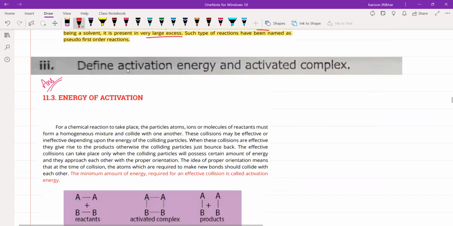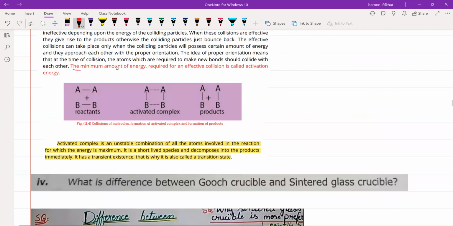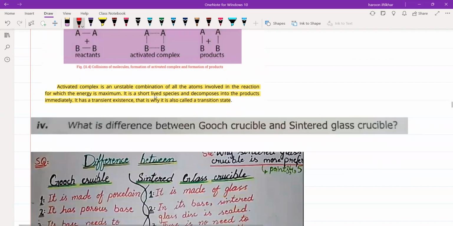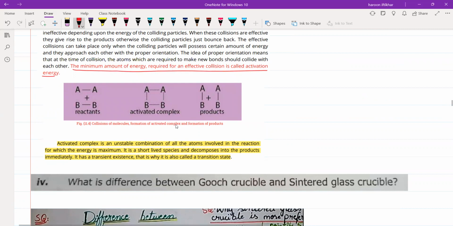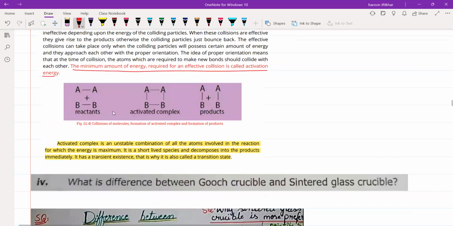Okay, now the third question is about the activation energy and activated complex. Here you have the definition. The minimum amount of energy required for an effective collision is called activation energy, required to start the reaction. And the transient, short-lived state between reactant and product is known as activated complex. You have both the definitions here. You can write this one.